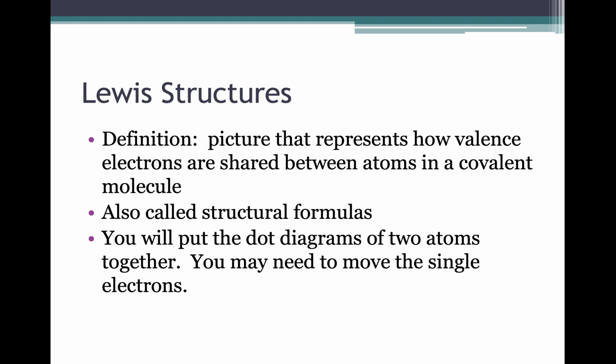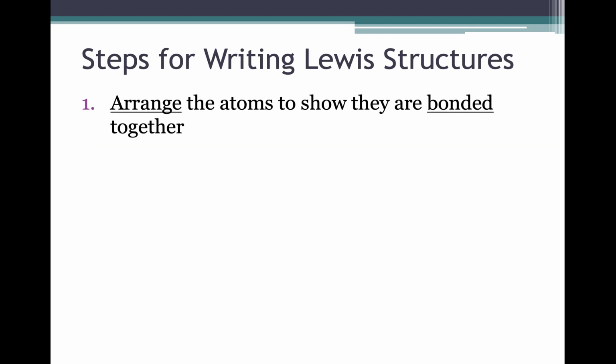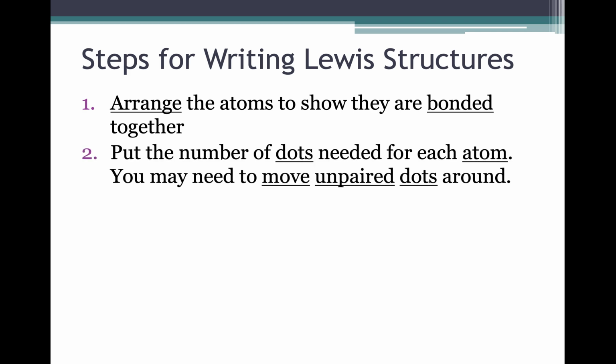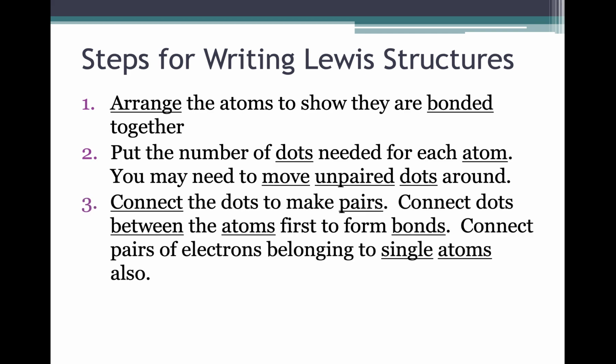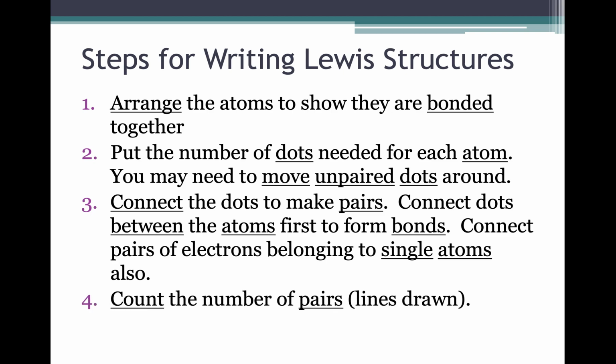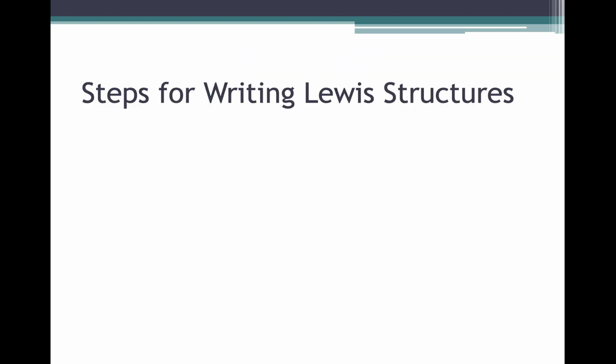You will put the dot diagrams of 2 atoms together. You may have to move your single electrons in order to get it to work, but it will all work. So the steps. Arrange the atoms to show that they're bonded together. Put the number of dots needed for each atom. You may have to move unpaired dots around, but that's okay. Connect the dots to make pairs. Connect the dots between atoms first to form the bonds. Connect pairs of electrons belonging to single atoms also. So I'll show you that. It's basically we're going to play connect the dots. And then count the number of pairs, which is your lines drawn.